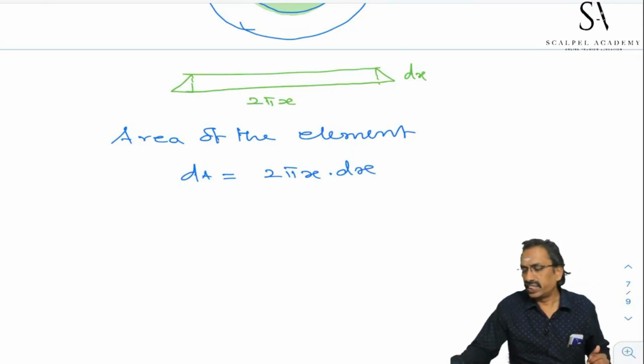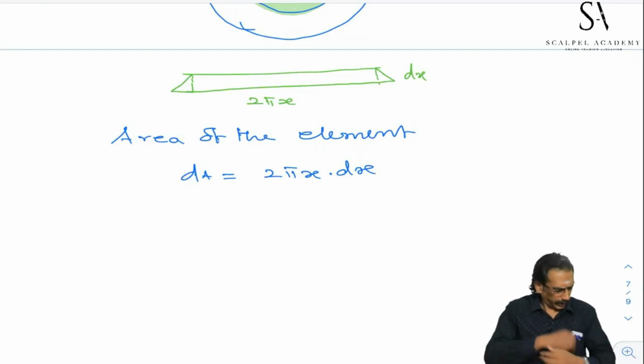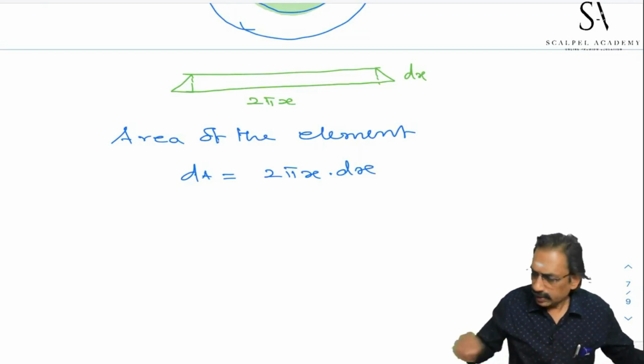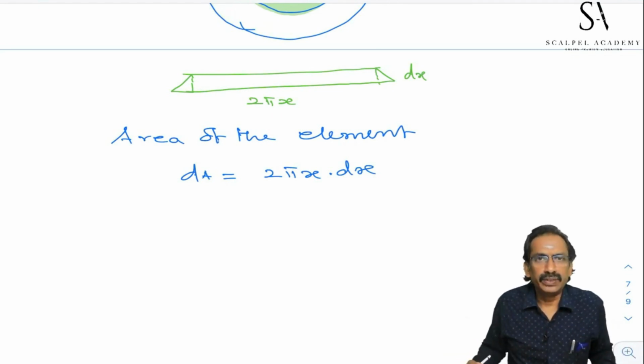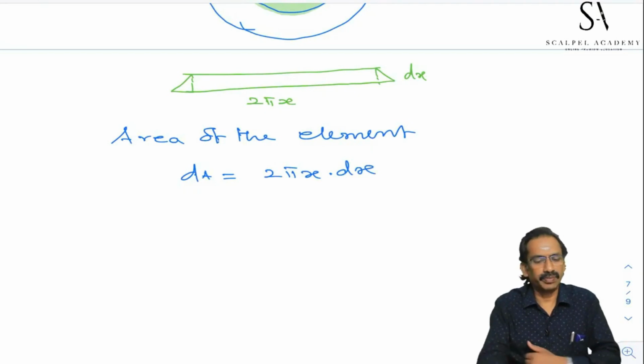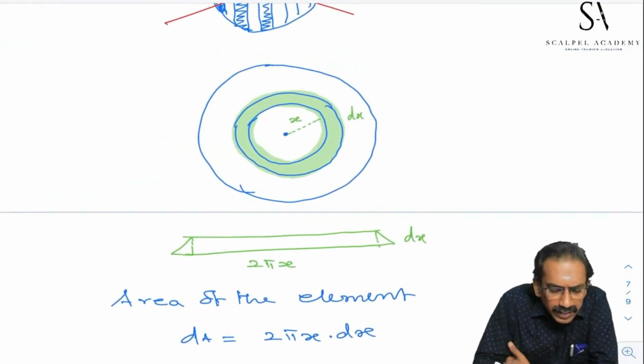Now I got the function, area in terms of radius, the relation I got. Afterwards I can use this integration to calculate the area in between two limits. What are the limits? If you take such an element at the center, this radius is 0.